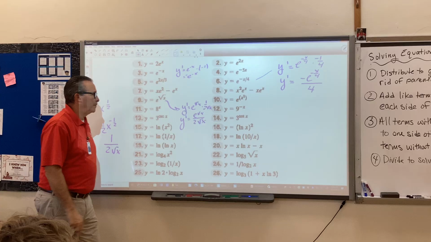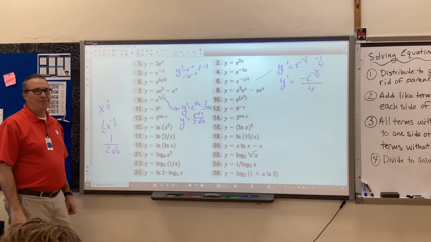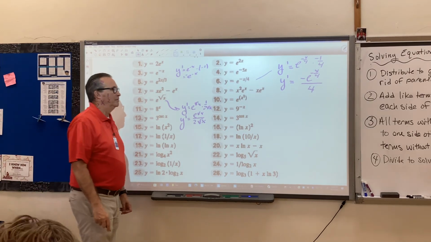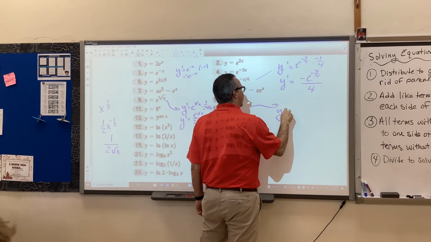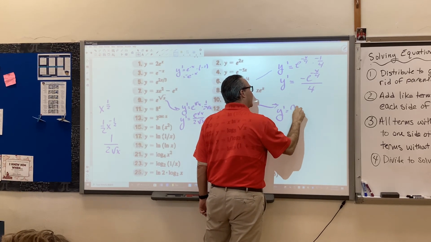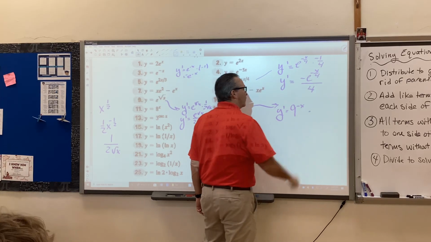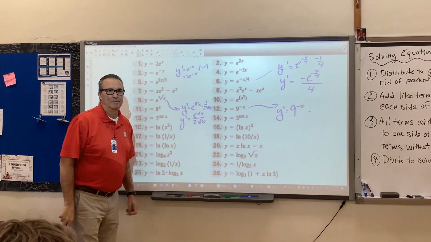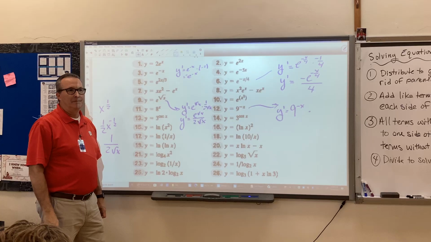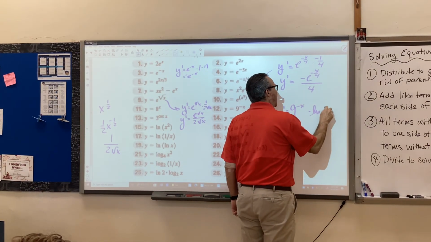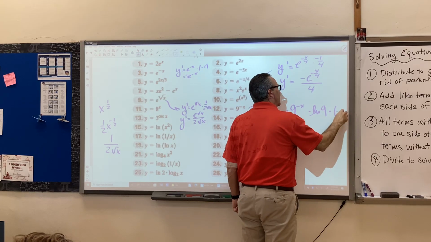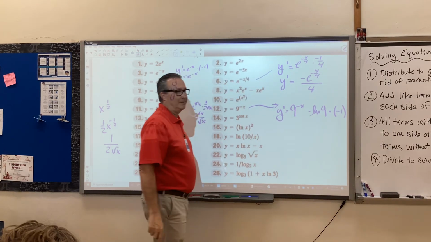12. 9 to the negative x times natural log of 9 times negative 1. Can you explain that real quick?